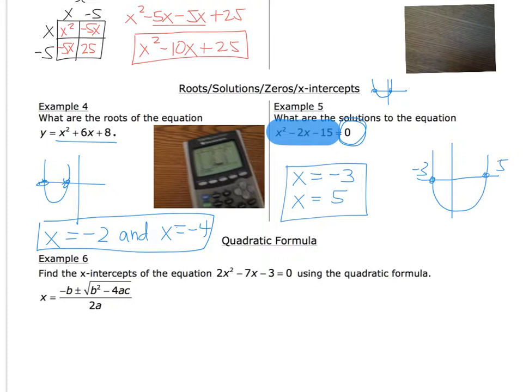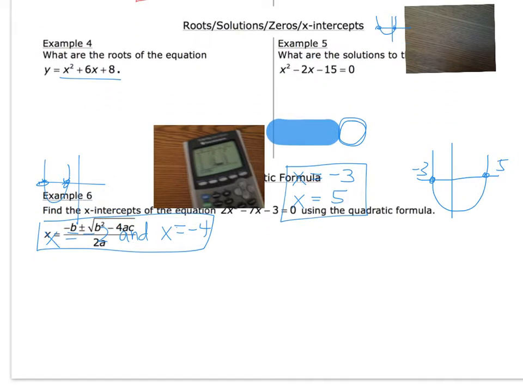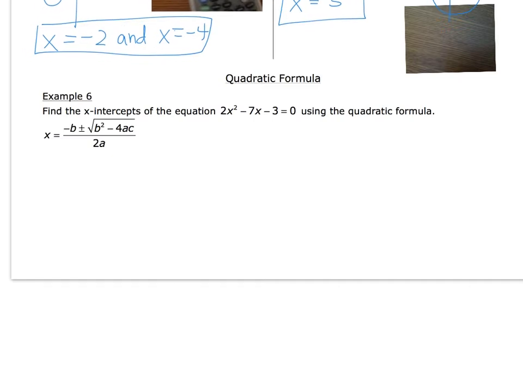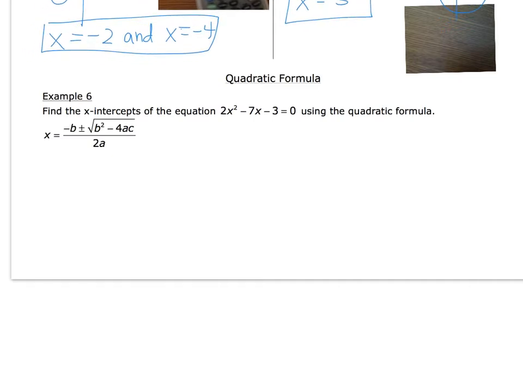Okay, the next one tells us that we actually need to use the quadratic formula. So we're going to look at this. All right, and we're going to solve this using the quadratic formula, okay? So, first we identify a and b and c, right? You can tell that we're using them in the equation. So we've got a with x squared, right? A is going to be 2. B is the number with x, so b is going to be -7.